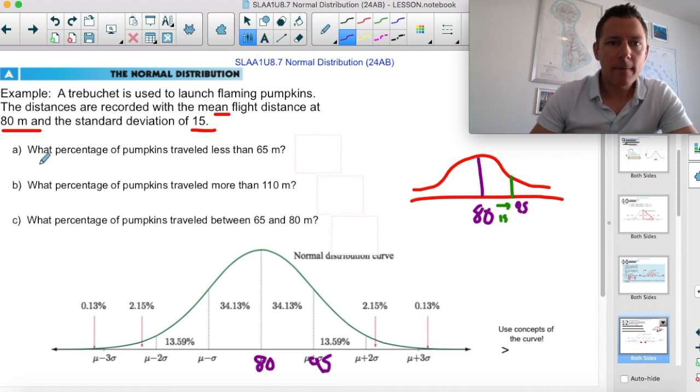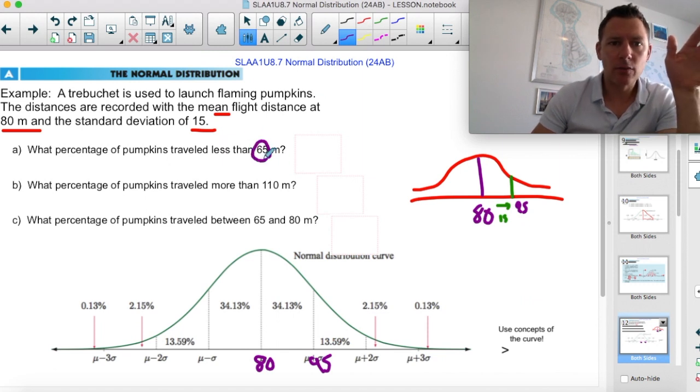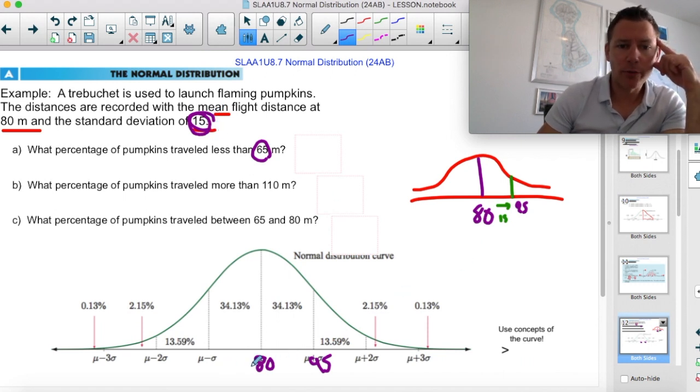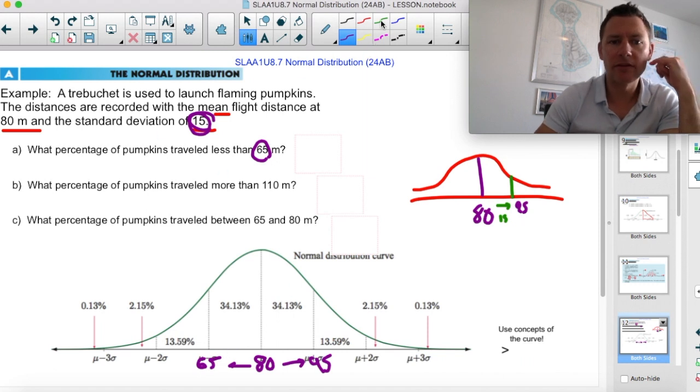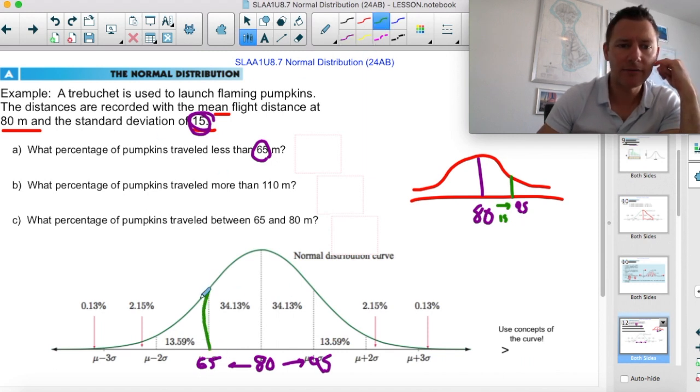Cool. So what percent of pumpkins traveled less than 65? If they're engineered nicely, this will be an integer multiple of 15 away from 80. So if you go 1 down, oh, this is 85. We added 15 to get here. If we subtract 15, this will be 65. And so what percentage of pumpkins traveled less than 65?